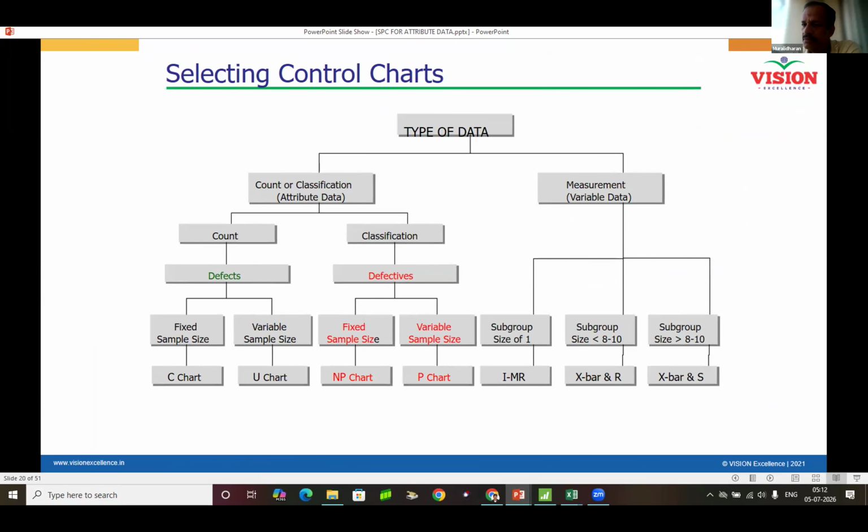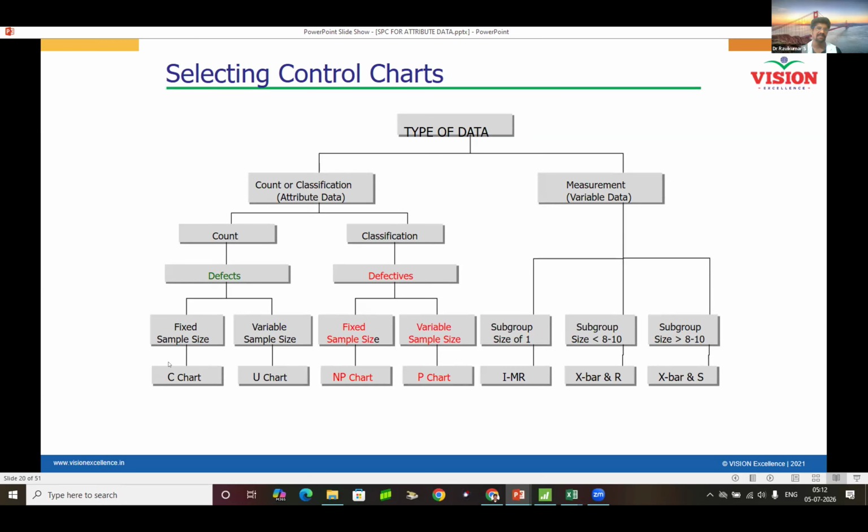Okay, that is the last one, which we number the smartphone inspection. Sample size was always 300, right? So the sample size is the same. That is a condition for the NP chart. So now let us go for the defects.